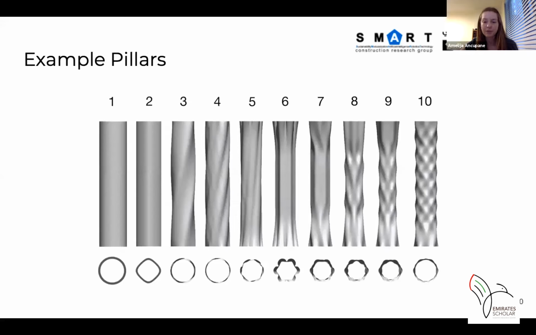So these are the example pillars. You can see both the side view, top view, and the associated numbering. The pillars were designed using Rhino 6 and Grasshopper, which was also used to obtain the resolution and other necessary variables for calculating the Fscc.